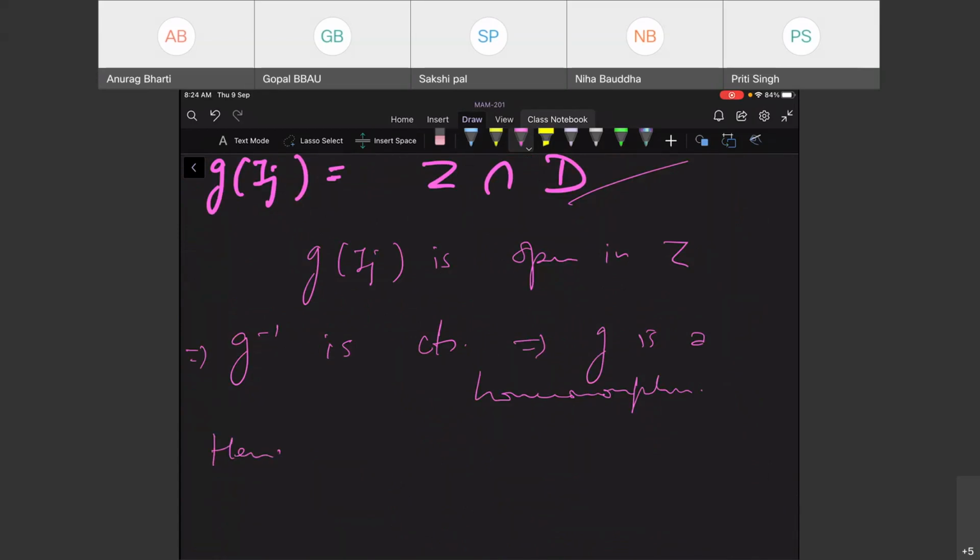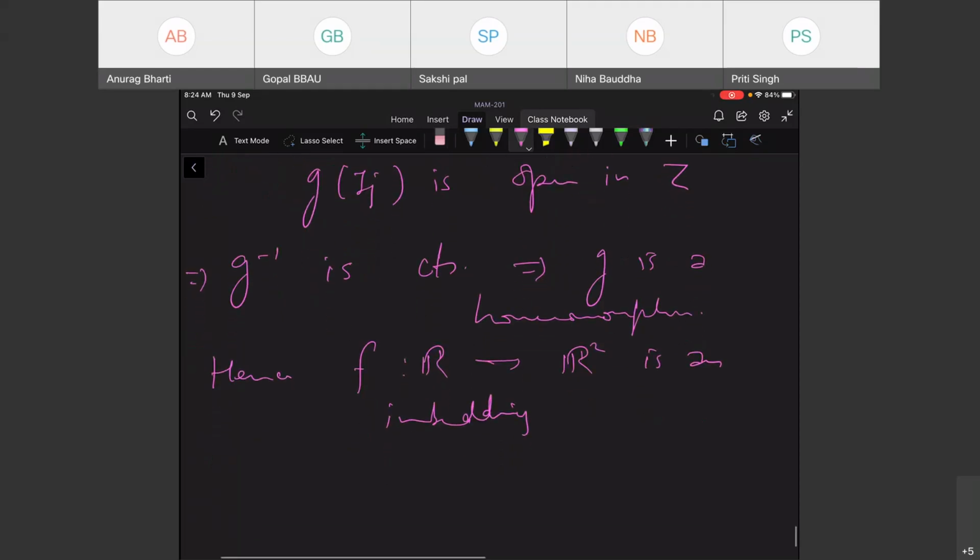Hence, G from R to R2 is an embedding. Or you may say R can be embedded inside R2. Is this correct to everyone? Is this okay? Did everyone get it? Hello?